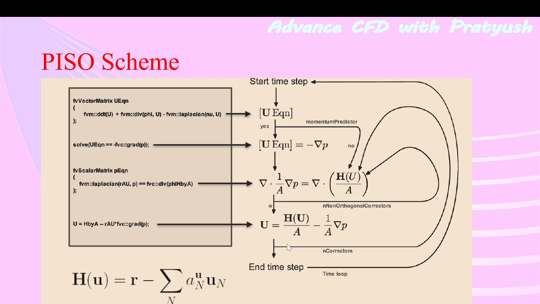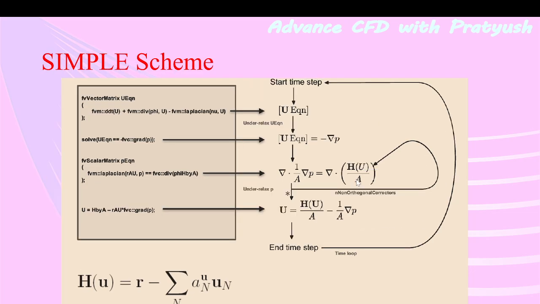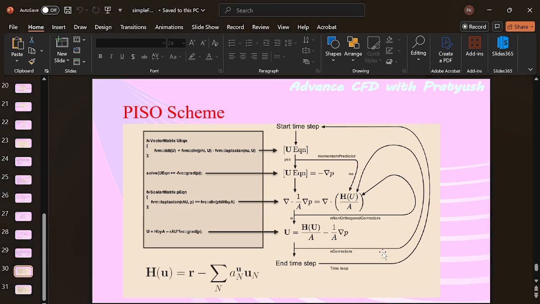And sometimes what happens is that we provide the n correctors to this solver. So the idea is that... does anyone have any question?